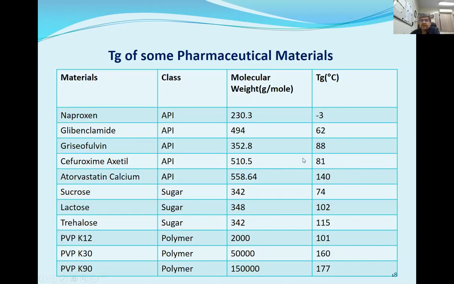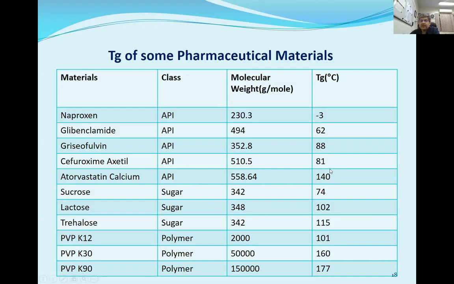Similarly, cefuroxime axetil has a Tg of 81. Griseofulvin has a Tg of 88 degrees Celsius. Glibenclamide has a Tg value of 62. If you recollect, atorvastatin calcium is also sold as an amorphous API in the market. Similarly, cefuroxime axetil is also sold as an amorphous API in the market.